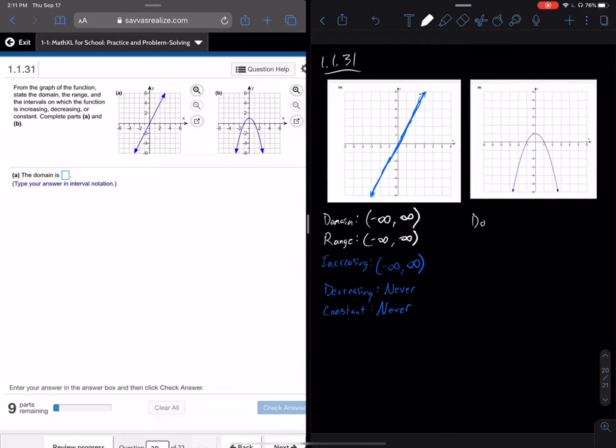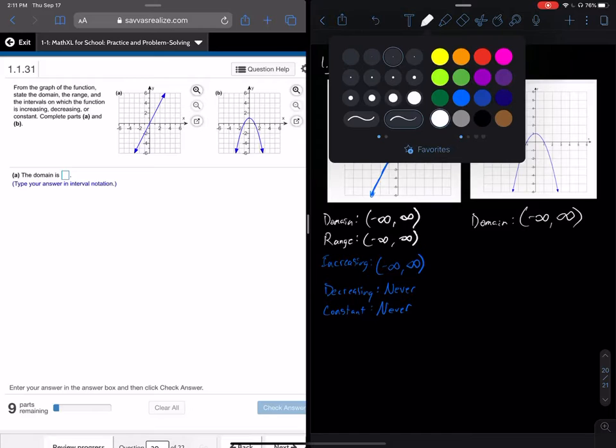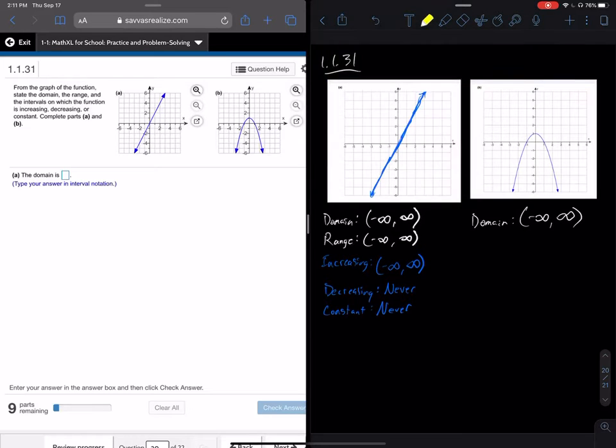So my domain, it looks like it goes forever left and forever right. So my domain, negative infinity to positive infinity. Now my range, let's change colors here. There's a kind of a maximum value for my range up here. It only goes up to 1. All right, it doesn't go above that.